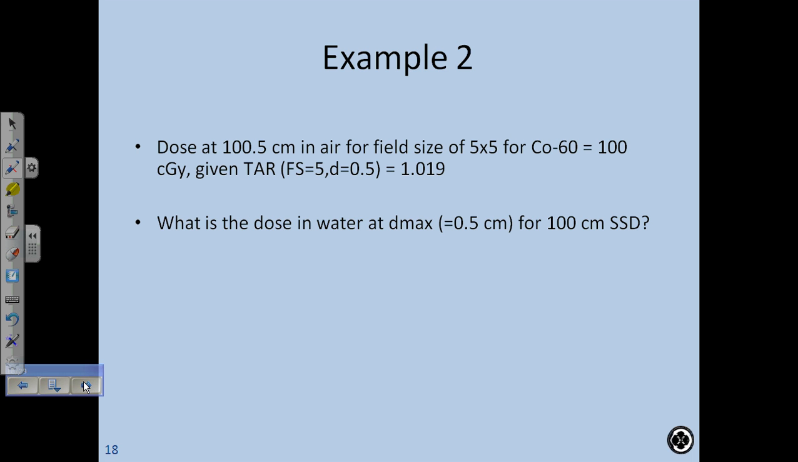Okay, next example: dose at 100.5 centimeters in air for a field size of 5 by 5 for cobalt 60 is 100 cGy. Let's just say per minute. Given the TAR of this, what is the dose in water at Dmax? Should I draw the triangle? This always helps me. 100.5 from here to this point of interest.